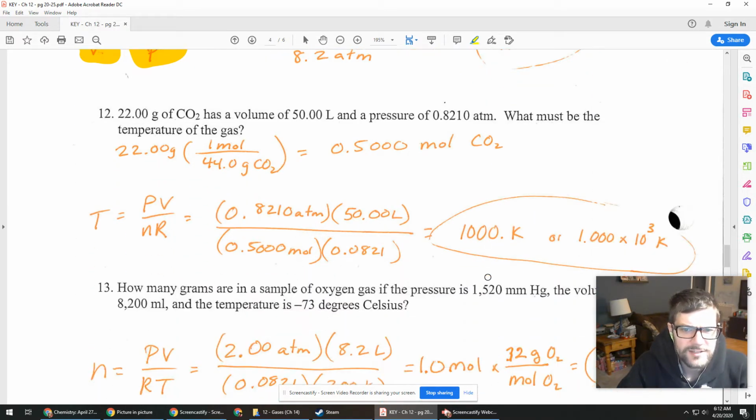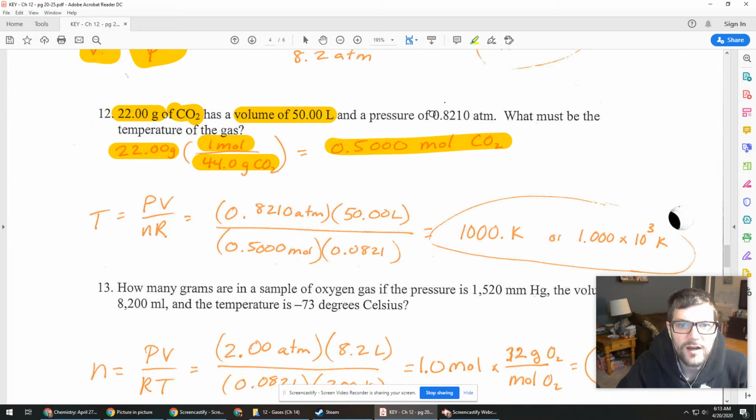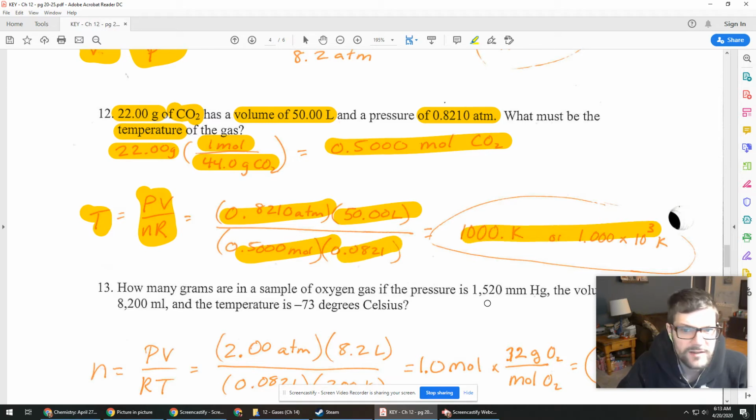Number 12, now here is something that shows up a few different times. Rather than talk about moles of a gas, we can tell you grams of a gas. When you're talking about grams of a gas, you know how many moles it is. You just have to do a simple conversion. So this is carbon dioxide gas, which has a molar mass of 44 grams per mole. So I can simply do a grams to mole conversion to find the number of moles. Now I'm ready to use the equation as normal. I know volume, I know pressure, and so we're looking for temperature.